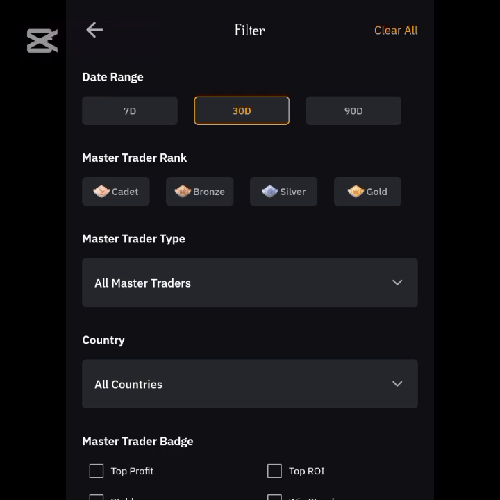Now they have the master trader rank, they have the cadet, they have the bronze, silver, gold. You select each one you want based on what you're looking for. If you're looking for the new traders, they are new in the game, maybe hot blooded, but not yet experienced like that, then you select the cadets.